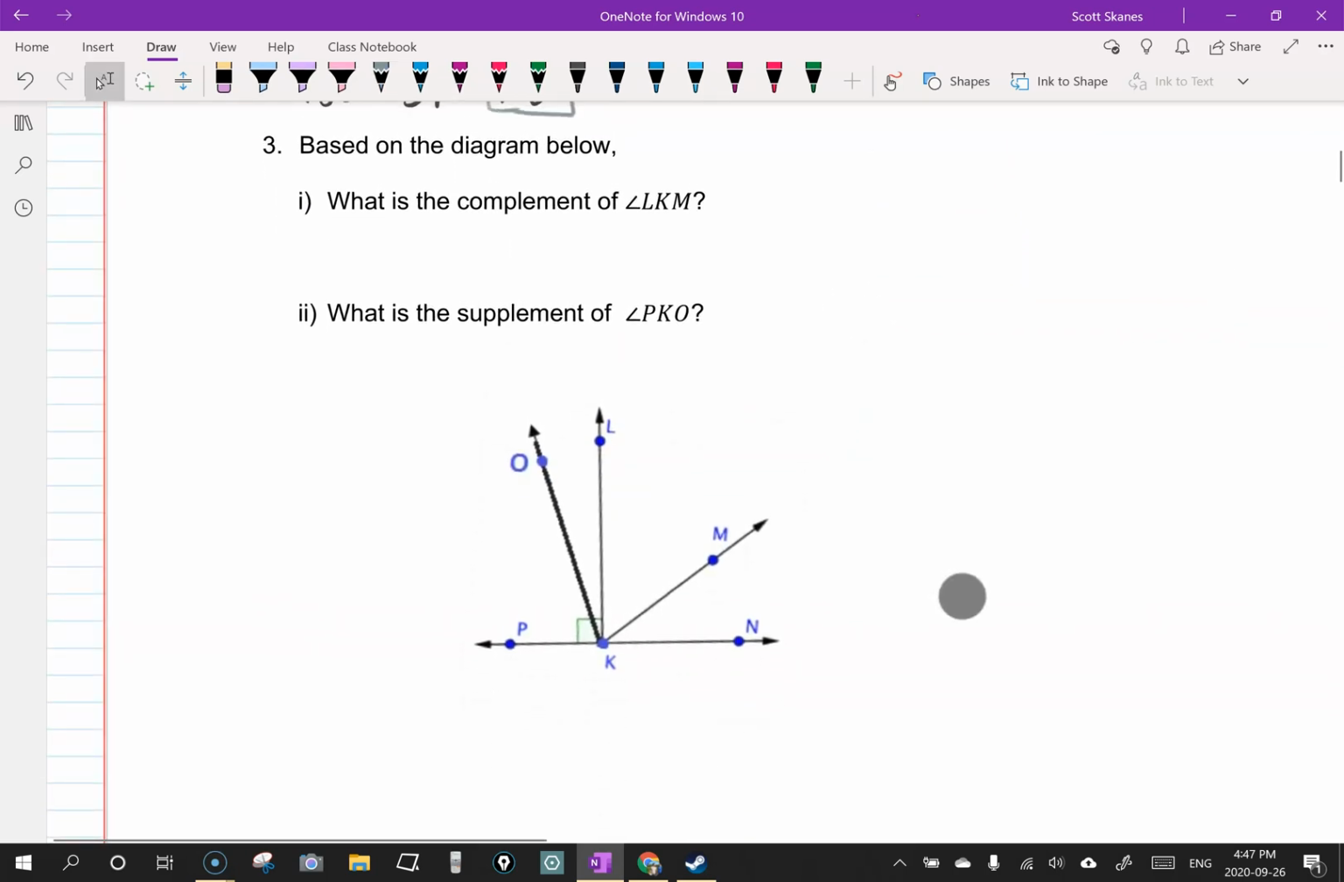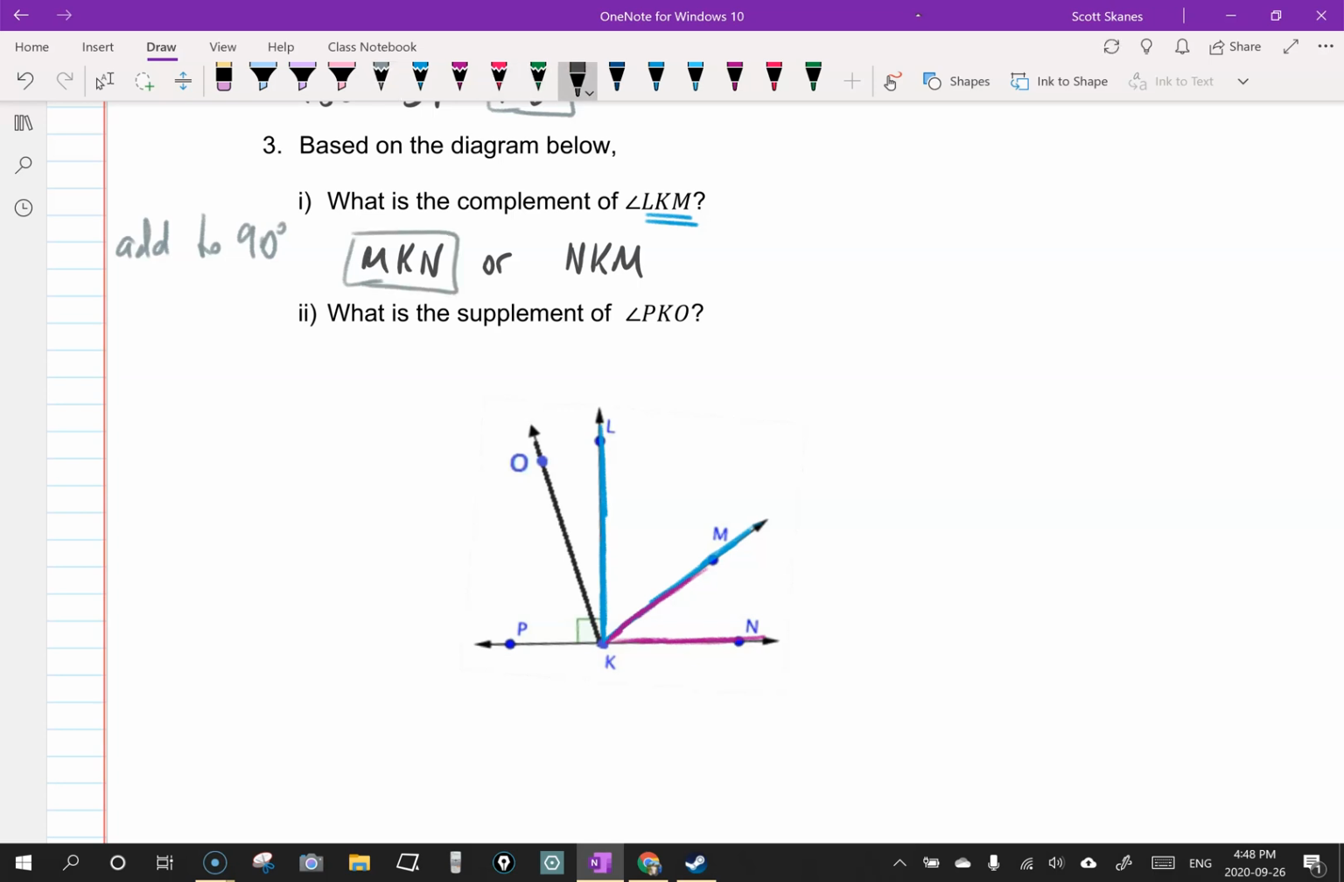So let's take a look at number 3. Based on the diagram below, what is the complement of LKM and what is the supplement of PKO? So let's look for LKM. And remember that complement means we need to add to 90. So we just look for its complement here. In this case, it's going to be this one here, because they both need to add up to this 90-degree angle, this right angle here. So the angle is MKN. We can call it MKN, or we can call it NKM. It doesn't matter the order. The important thing is that K is in the middle. Remember, K is the vertex. Vertex means that corner of the angle.